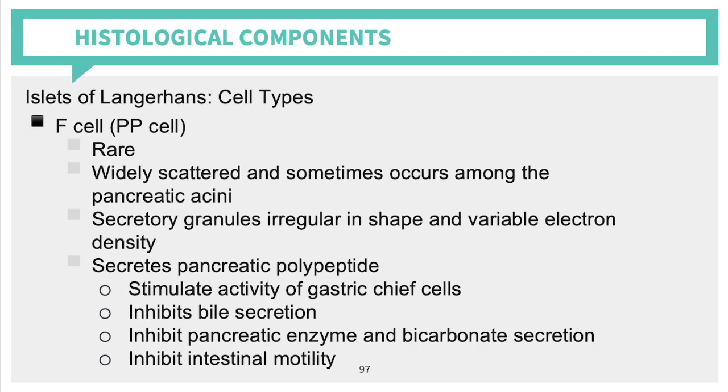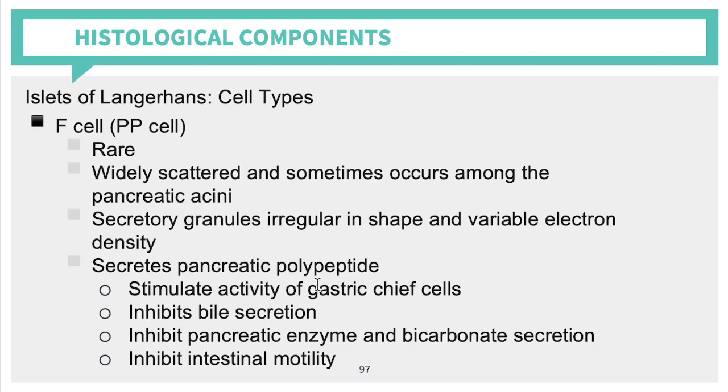And lastly, you have your F cells, or what we call PP cells. F cell is very rare. They are widely scattered and sometimes occur among the pancreatic acini. So it's not only found in the endocrine portion or the islets of Langerhans, but the F cell or PP cell can also be scattered in your pancreatic acini. Secretory granules are irregular in shape and variable in electron density. And take note, it secretes pancreatic polypeptide. This will be its function. It will secrete pancreatic polypeptide. That's why we call it PP cell.